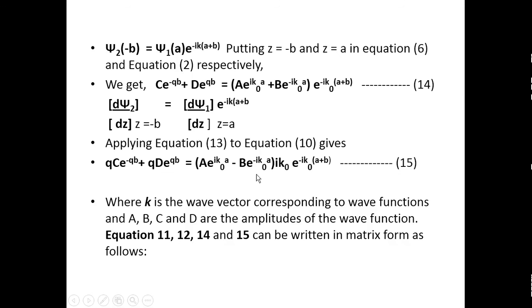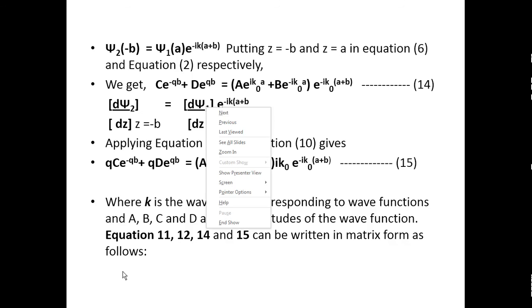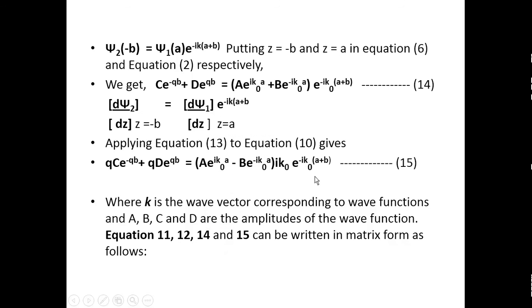Then applying equation 13 to equation 10 gives, what is this? That gives qC e raised to minus qb plus qD e raised to qb is equal to A e raised to ik0(a-b) e raised to minus ik0 times ik0 e raised to ik0(a+b). So this is the 15th equation.